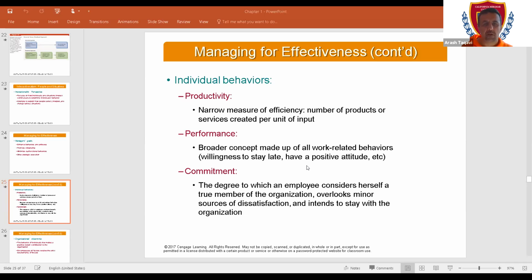Managing for effectiveness is about individual behaviors, productivity, performance, and commitment. Commitment is the same as loyalty, no: the degree to which an employee considers herself a true member of the organization. Sometimes instead of saying commitment, it is called organizational belongingness. It overlooks minor sources of dissatisfaction and intends to stay with the organization. It's my family, it's my organization, it's my university. It is belongingness.